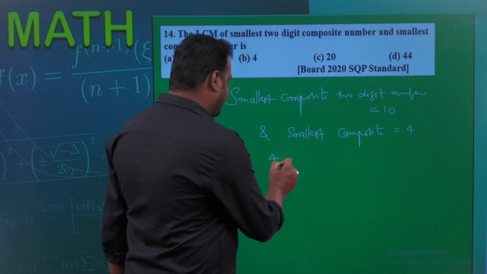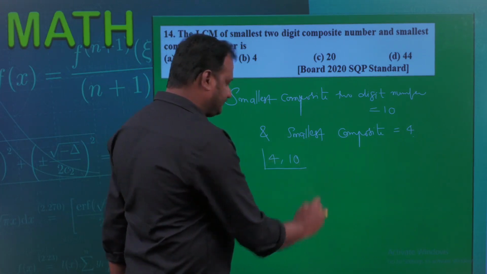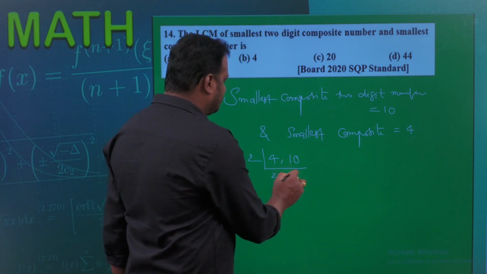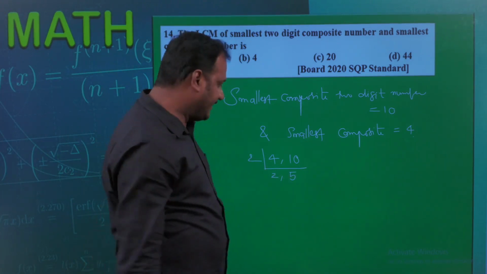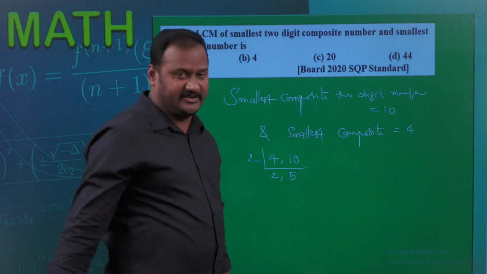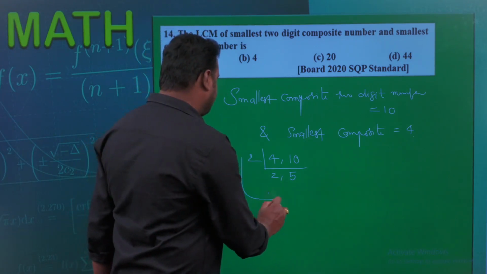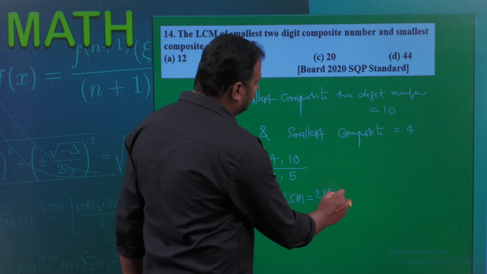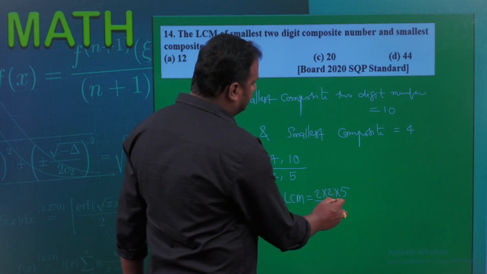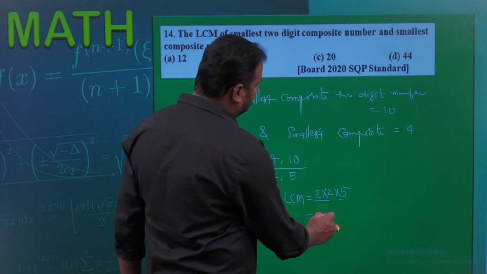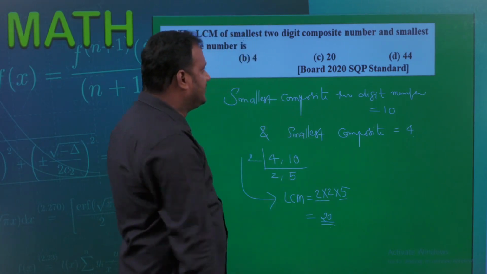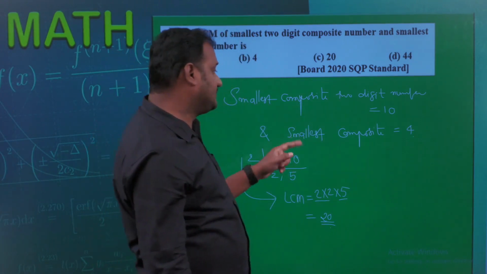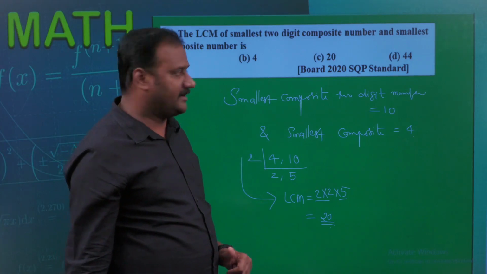I am taking 4 and 10 and trying to find the LCM. 4 is 2 times 2, and 10 is 2 times 5. 2 and 5 cannot be divided by any other number, so the LCM is equal to 2 into 2 into 5. 2 times 2 equal to 4, 4 times 5 is equal to 20. So 20 is the LCM of the smallest composite 2-digit number as well as the smallest composite number, right?